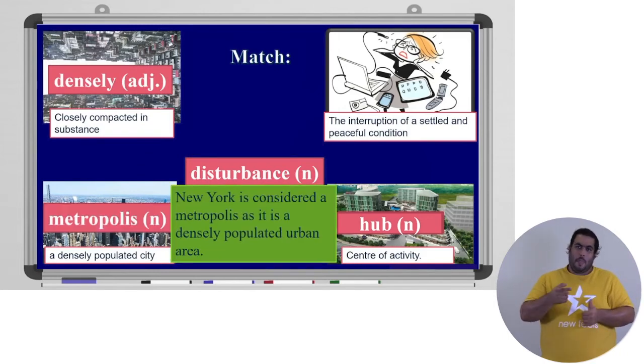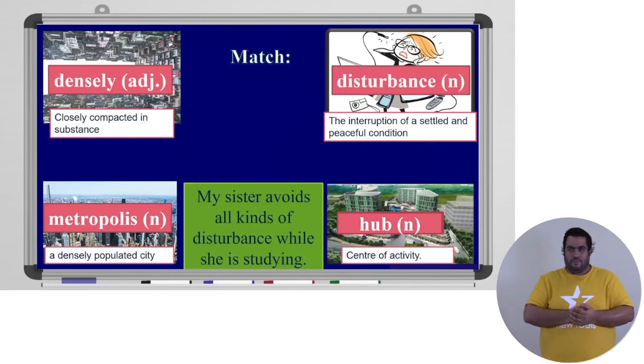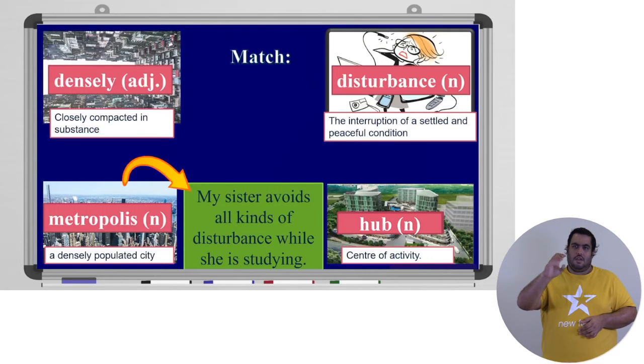Metropolis would go with this picture. Metropolis is a densely populated city. New York is considered a metropolis, as it is a densely populated urban area. And the last word, of course, would be with this picture, disturbance. It means the interruption of a peaceful condition. For example, my sister avoids all kinds of disturbance while she's studying. You should avoid all kinds of disturbance while studying too.